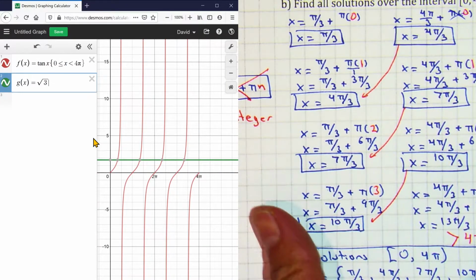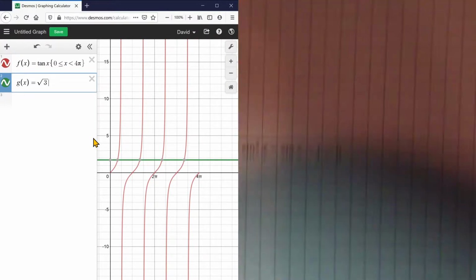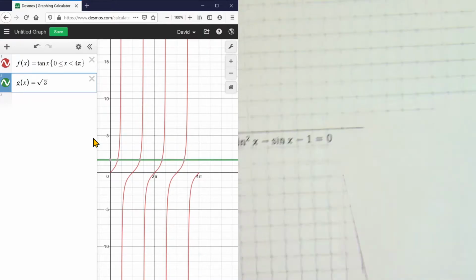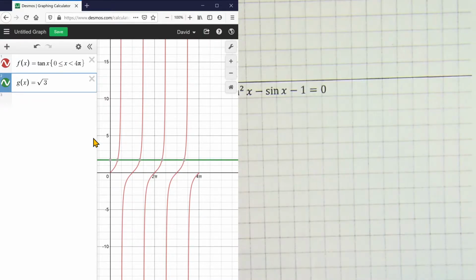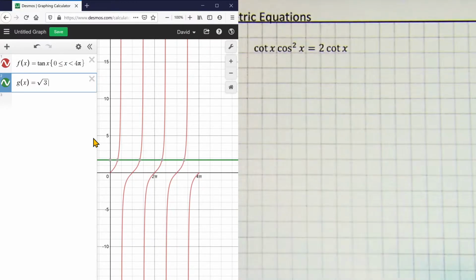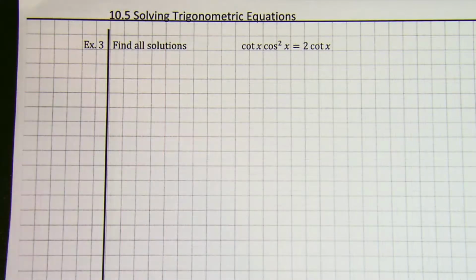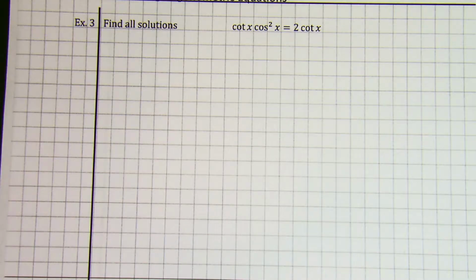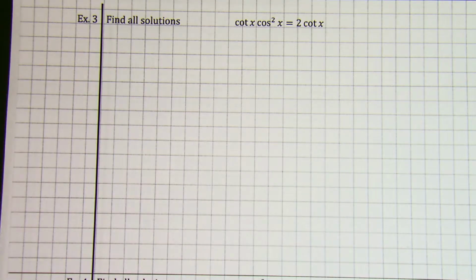Example number 3. Find all the solutions. Go and copy it down, and we'll start once you are ready. Go and pause it.